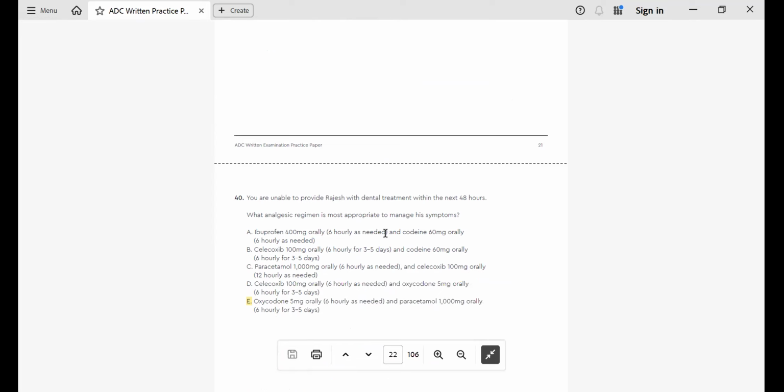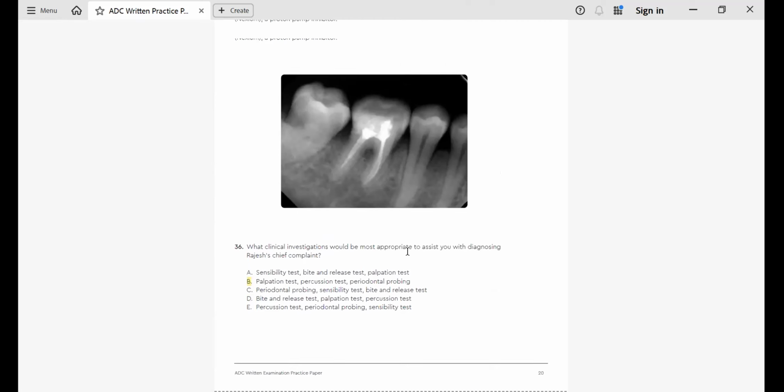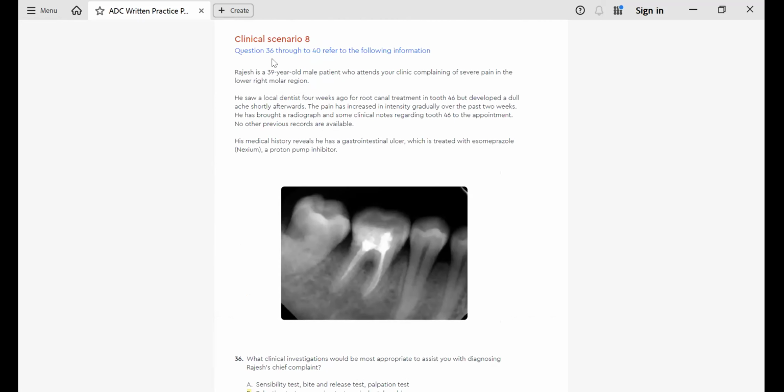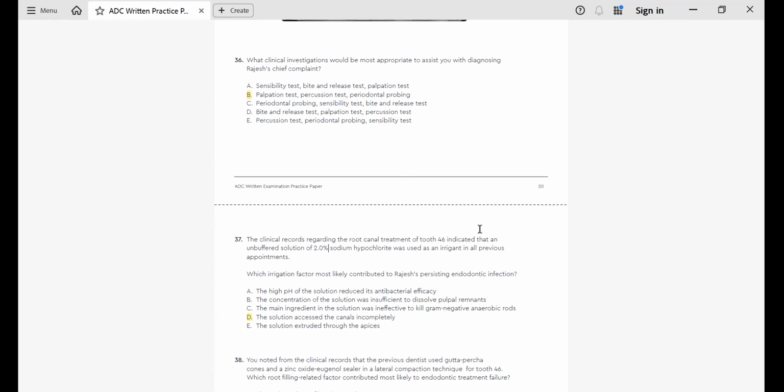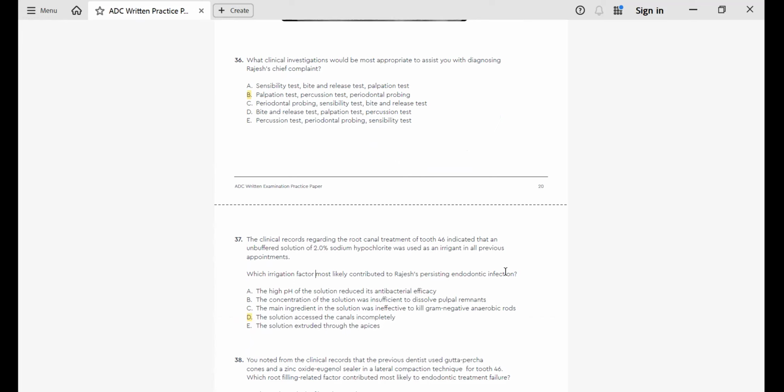So the thing is that this question, although we have it in the exact same form in the course portal, when you see the wordings, the clarity that the ADC has presented is amazing. Why? Because the question actually tells you where to select the answer and what answer to select. It says which irrigation factor. It is not asking you what has led to Rajesh's persistent endodontic infection. They are very specific: which irrigation factor?